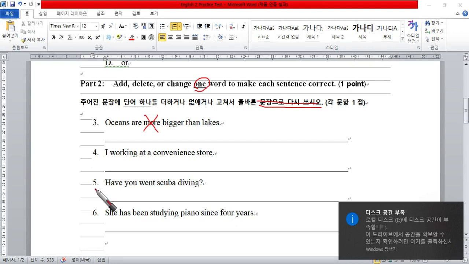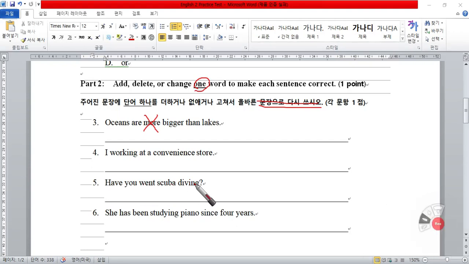Okay. Number 5. Have you went scuba diving? Okay. All right. So if you've studied the present perfect tense, you're probably familiar with this kind of question. Have you, okay, done something? And done is the past participle. Went is not, okay? So what you need to do in this case, add, delete, change. Right, you have to change this one because everything here is correct. You've even got the correct verb. You just don't have the correct verb form.